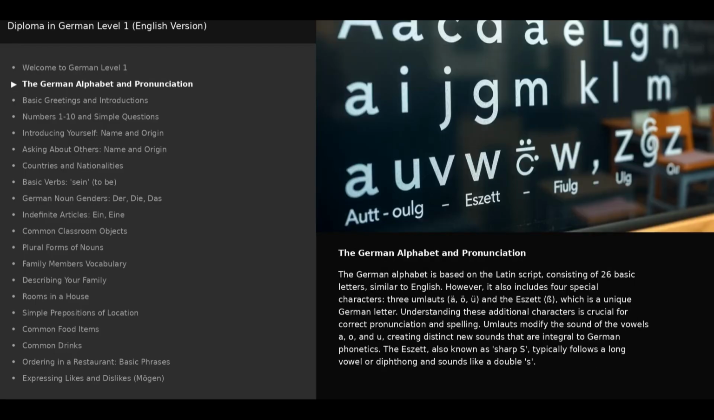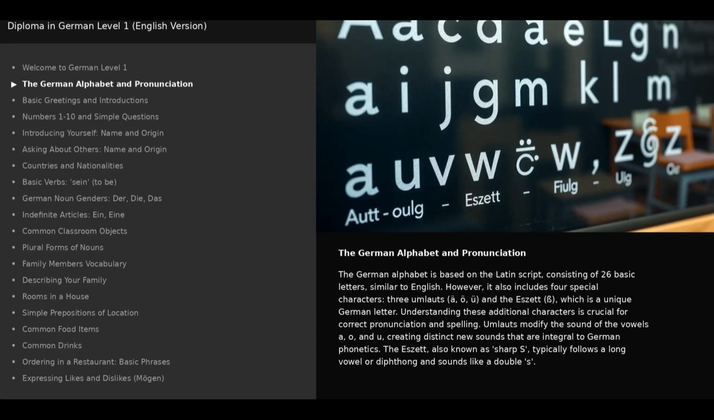The German alphabet and pronunciation. The German alphabet is based on the Latin script, consisting of 26 basic letters similar to English. However, it also includes 4 special characters: 3 umlauts, and the ß, the Eszett, which is a unique German letter. Understanding these additional characters is crucial for correct pronunciation and spelling.